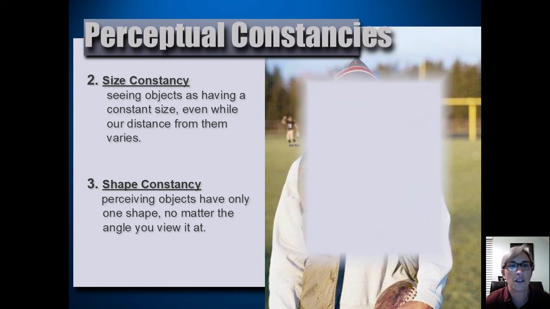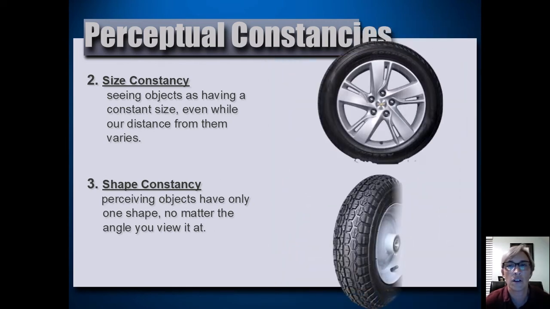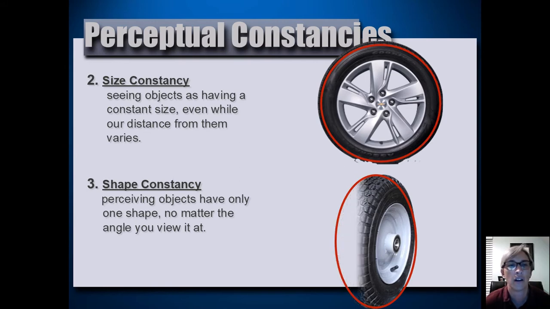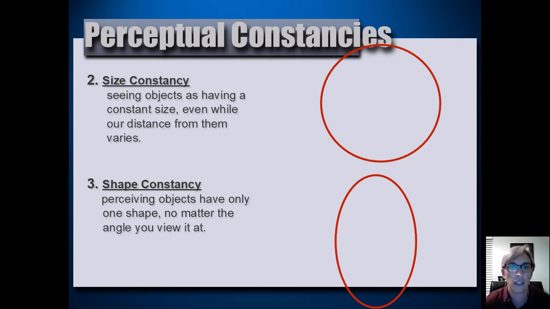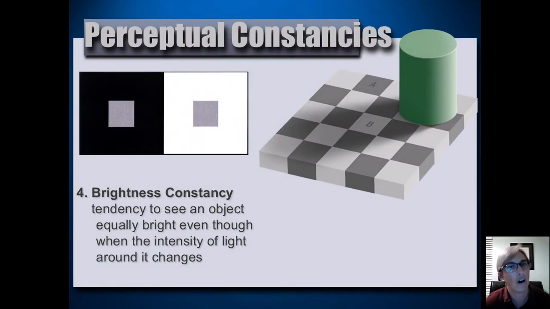Shape constancy is like this. So here is a round tire, and just because it is tilted in one direction does not mean that it suddenly becomes an oval. No, we know this is still a tire. Ta-da! Even though it is actually an oval on paper.